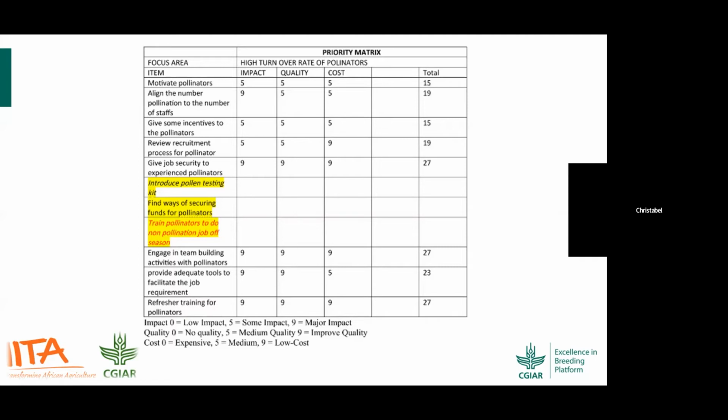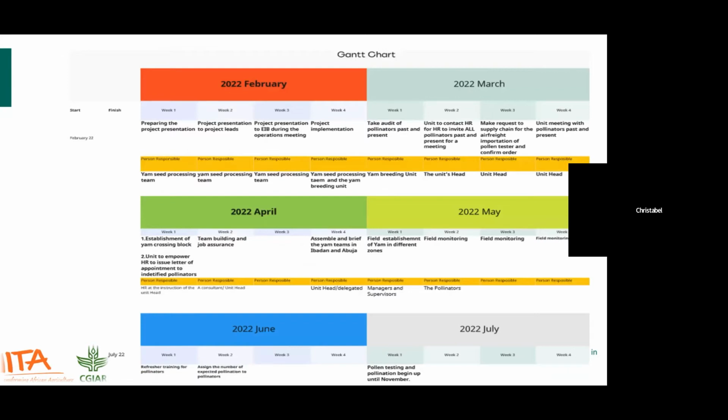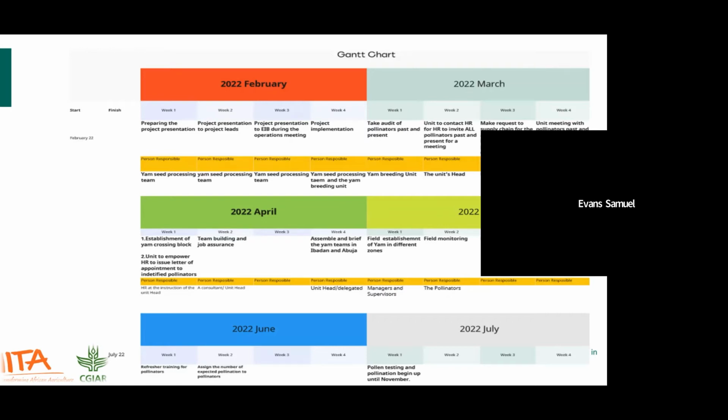So to help us now, since we've done our priority matrix and we know which focus areas or items we need to give a priority, we went on to do our planning, because we just can't start working without a plan. So to do that, we did a Gantt chart. And to help me with explaining more on the Gantt chart is Teresa, and she also does the control plan. Thank you so much. Okay, thank you very much, Christabel, for that nice presentation.